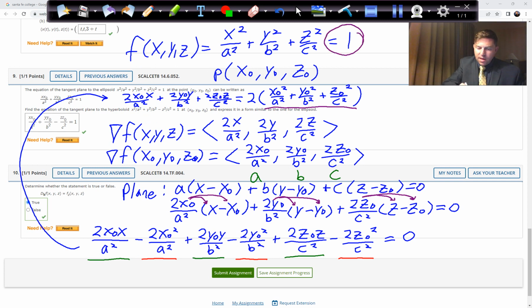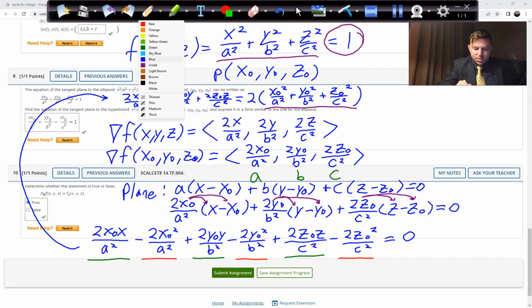So if you have x squared over a squared, y squared over b squared, z squared over c squared, and you put in a point that satisfies that function, like x0, y0, z0, that should also be equal to 1. So if this has the exact same form as this up here, and we said that's equal to 1, this whole bubble is equal to 1. So what we get is this whole thing on the left is equal to 2 times 1, but there's a 2 in front of all those things, so we can basically cancel all the 2's.